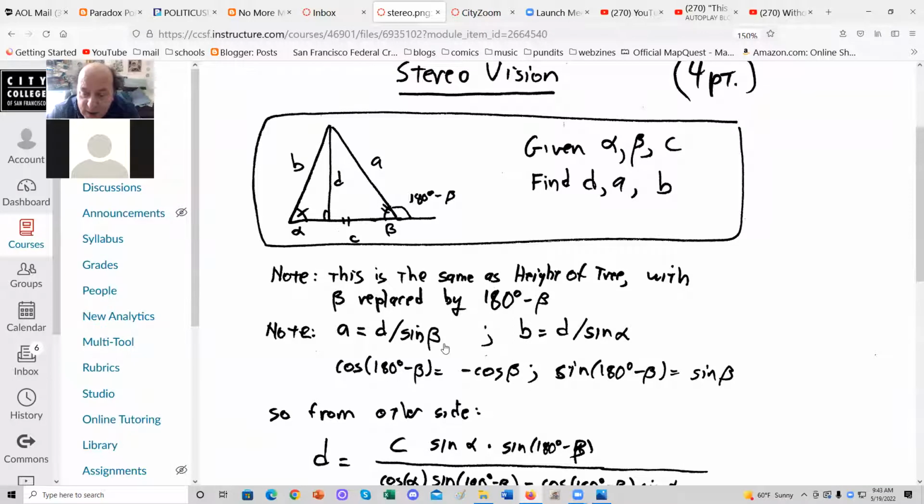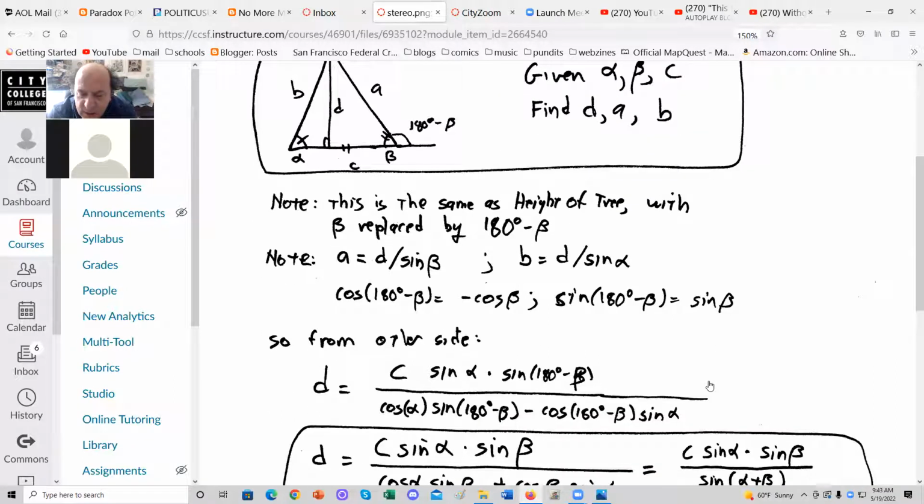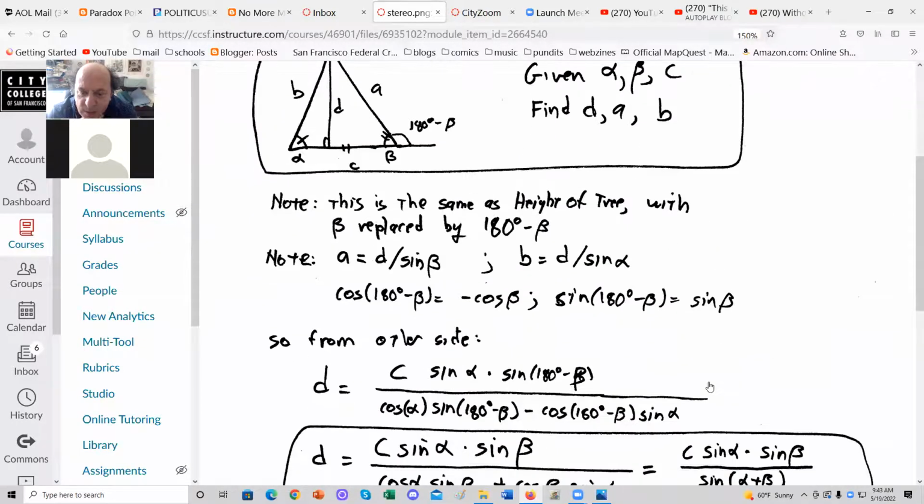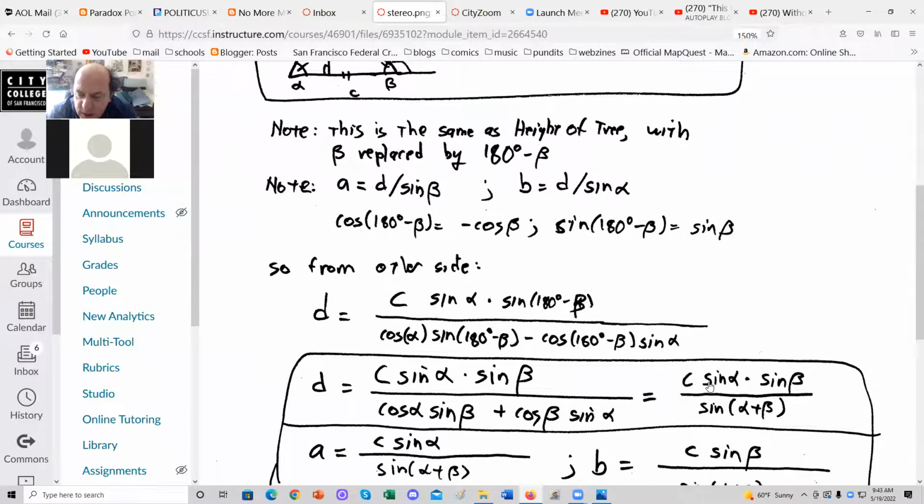Okay. Now, I have another problem set, tree height, maybe that'll be next one. Okay, so A equals D over sine beta. And B equals D over sine alpha. That's basic right angle trigonometry. Cos of 180 minus beta is minus cos beta. Sine of 180 minus beta equals sine beta. So if you use some basic law of sines work, you'll get that.